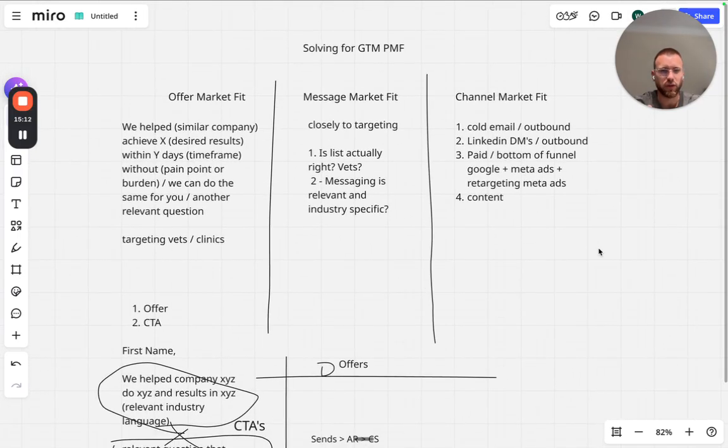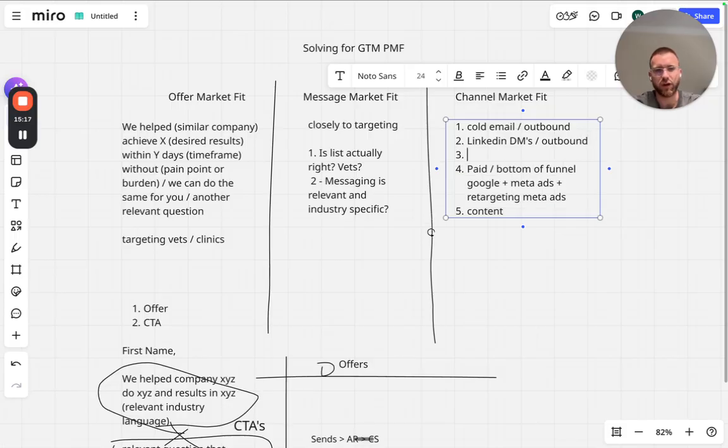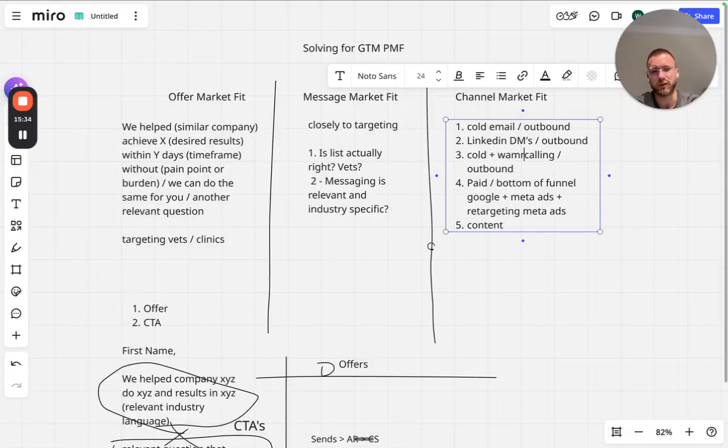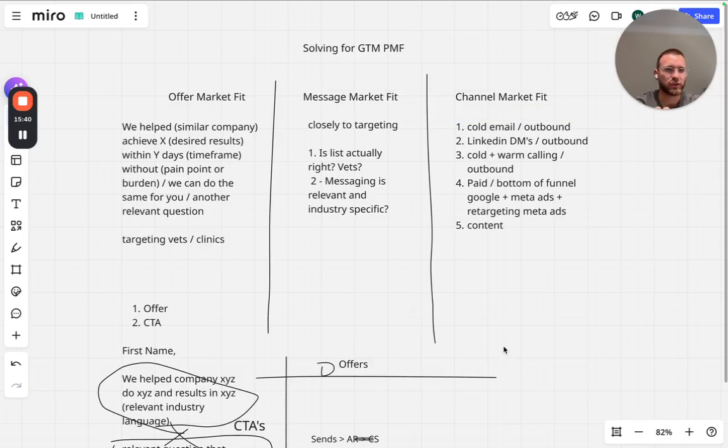And so when it comes to channel market fit, starting off with cold email, scaling that up to LinkedIn, and I actually forgot one here, cold calling, still technically outbound. That's what this process looks like for a lot of our clients: starting with cold email, and then we plug in cold plus warm calling as well, because some people will respond to emails, but they won't necessarily convert into an actual call scheduled unless you actually call them, right? So cold email, cold calling, LinkedIn DMs to add in additional channels, then looking to add in paid, bottom of funnel, Google and Meta ads.